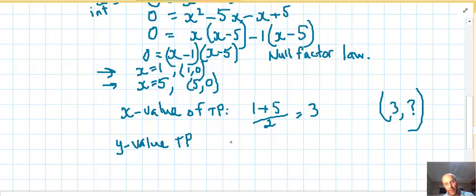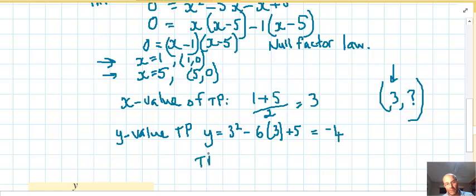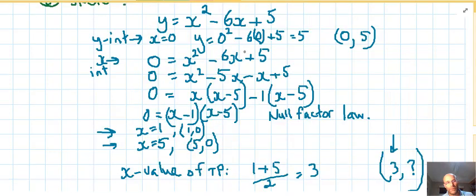We sub that 3 into the equation, and it will give the corresponding y. The equation, just remember, was x squared minus 6x plus 5. So y equals 3 squared minus 6 by 3 plus 5. And it comes out as negative 4. So the whole turning point is known now, and it's (3, -4). Yay.